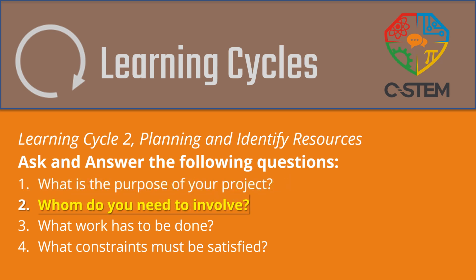Question number 2, whom do you need to involve? As you determine who may play a role in your C-STEM project success, categorize them to help you determine when to best insert them into your C-STEM project. These categories include drivers, supporters, and observers. Drivers are people looking for your project's results. Typically, drivers become involved at the beginning of the project and sometimes stay involved throughout the project. Drivers may include principals, superintendents, or school board members.